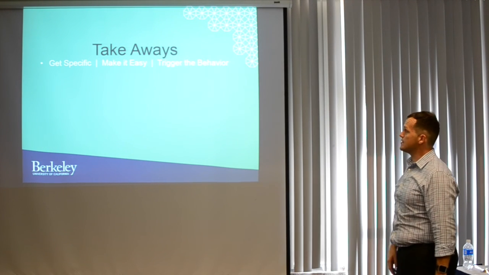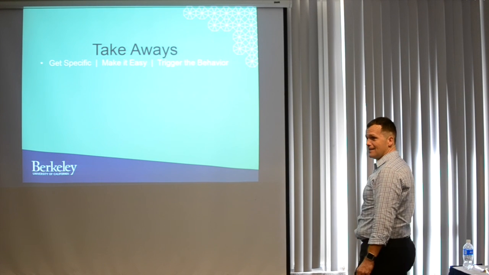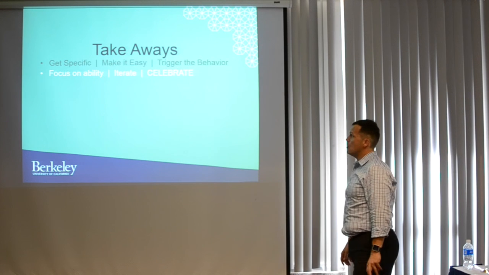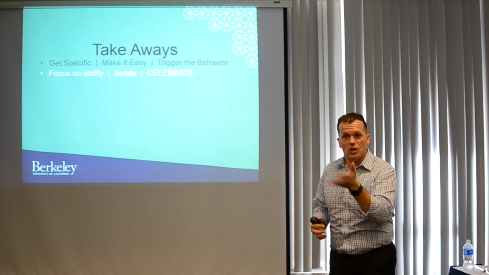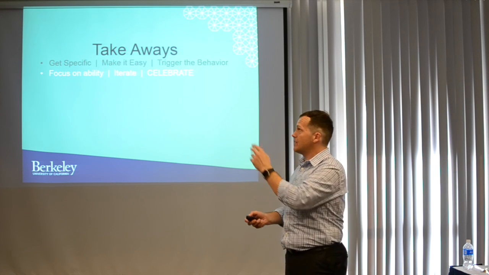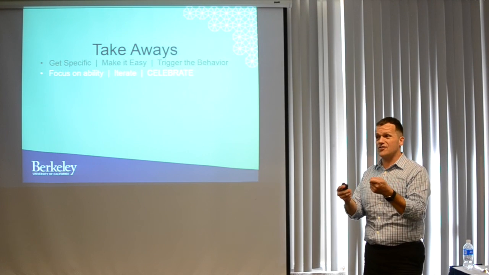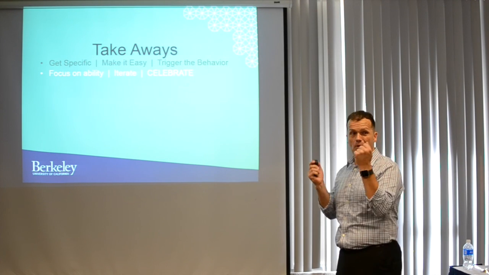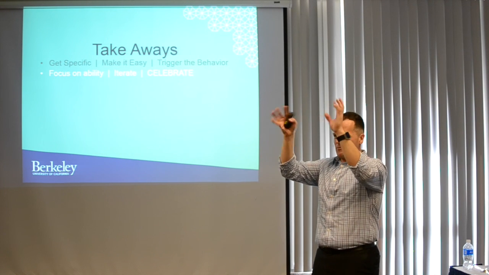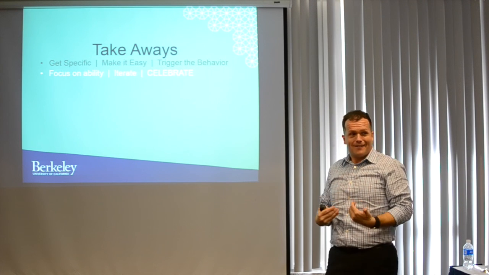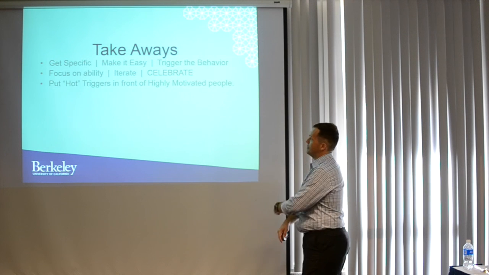All right, so basically here's the big takeaway. You should be specific, make it easy, and trigger the behavior. Focus on ability, and then iterate. Start off small and iterate and grow the behavior. Celebrate it each and every time, whether it's yourself or someone else. And if you're designing for someone else, you're going to have to figure out how they are going to say, yay, I'm awesome. Like, post a sign at the bottom of the stairs, take the stairs, and at the top, a sign that says you're awesome, you took the stairs. That could be a trigger to say, hey, I'm awesome. Put hot triggers in front of highly motivated people. And that's it.